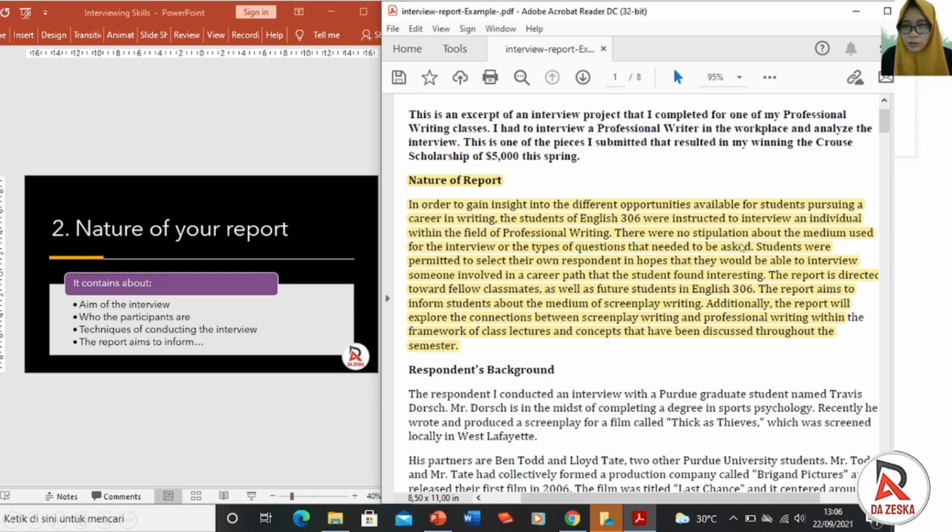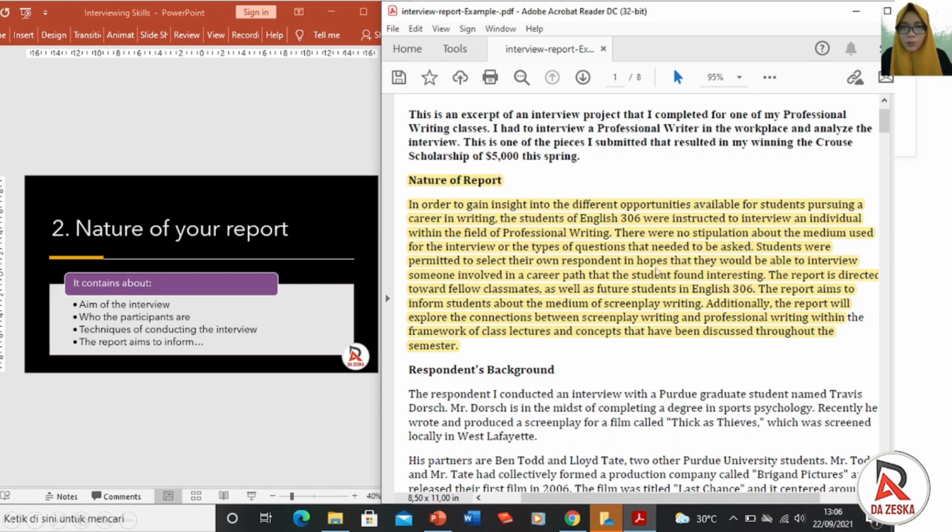Do you see the technique and the example? Here are the techniques or the procedures, right? There were no stipulations about the medium used for the interview or the types of questions that needed to be asked. So even the writer didn't mention exactly the name of the technique used for the interview, but you may see that the writer had already explained the procedures of having that interview.